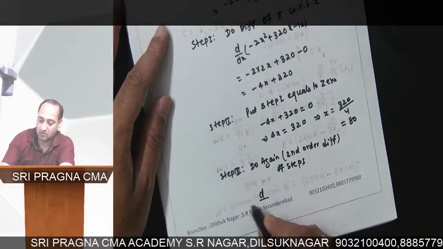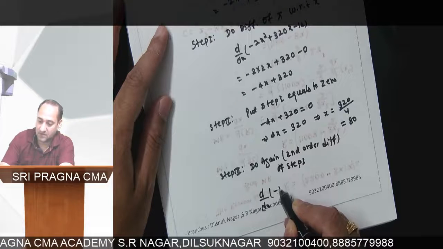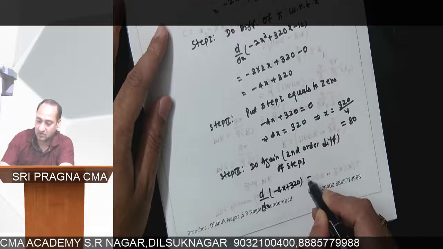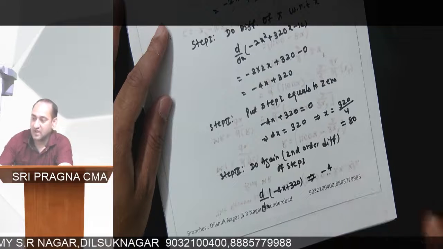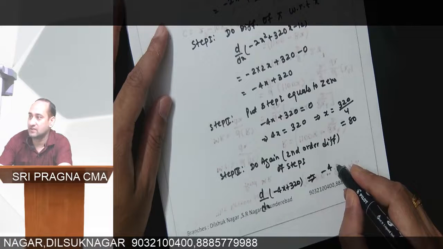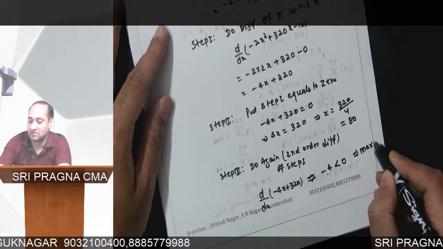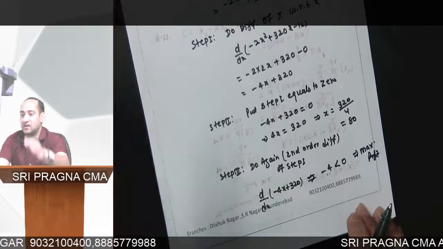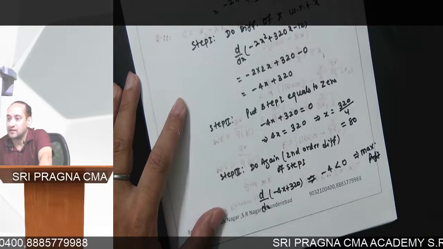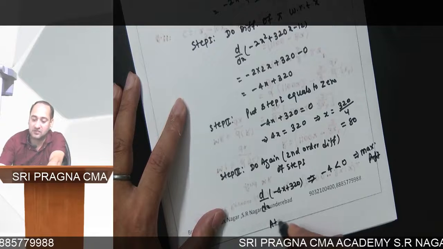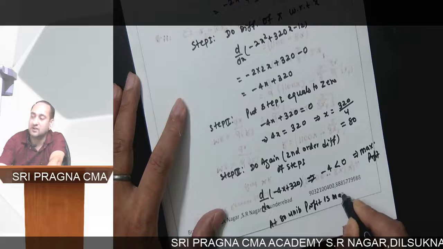So d by dx is equal to, what do we write? Minus 4x plus 320, right? So we are going to do minus 4, that's all. Minus 4, and is this number greater than 0 or less than 0? Less than 0. When it is less than 0, what happens? Maximum profit. So at what unit is the profit maximum? 80 units. So what will the answer be? At 80 units profit is maximum. Am I clear to all of you?